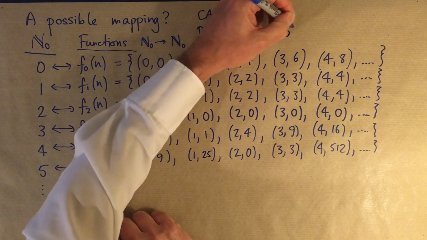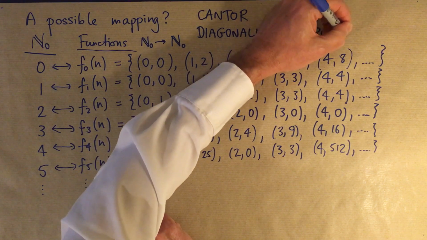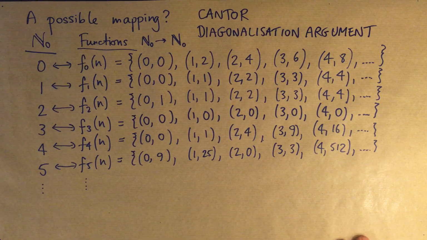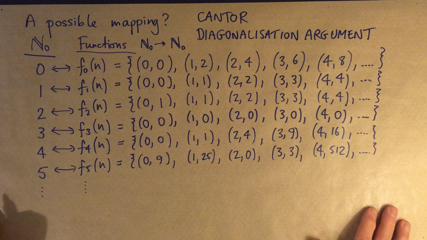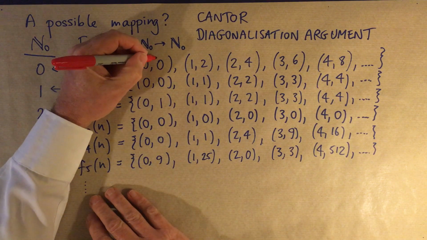With the diagonalization argument, it's going to apply in a very similar way to the way that it did when we tried to map the dog names on Zog, the real numbers, to the integers, or the natural numbers. Okay, so what we're going to do now is we are going to take the diagonal here.